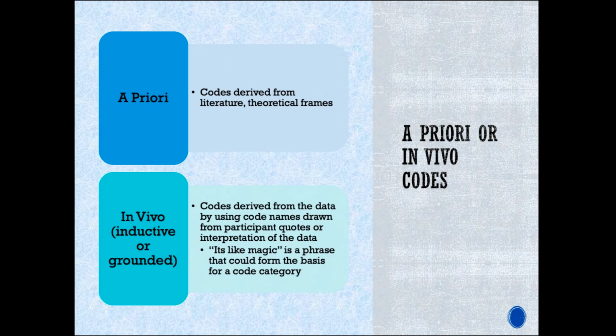So in vivo, or inductive or grounded, those codes derive from the data by using code names drawn from the participant's words or interpretation of the data. It's like magic.